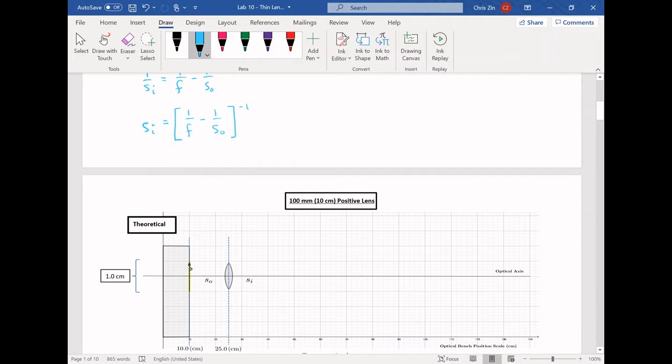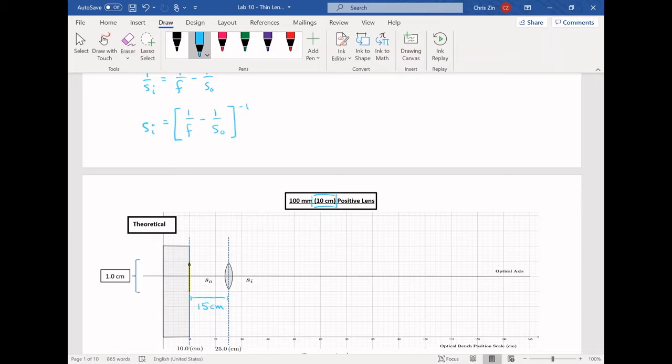The setup that we have has the light source at 10 centimeters. It has the lens at the 25 centimeter mark. This tells us that the object distance is 15 centimeters. The focal length of the lens is 10 centimeters. That's what it means to be a 10 centimeter lens.